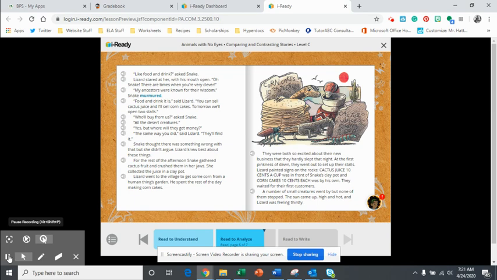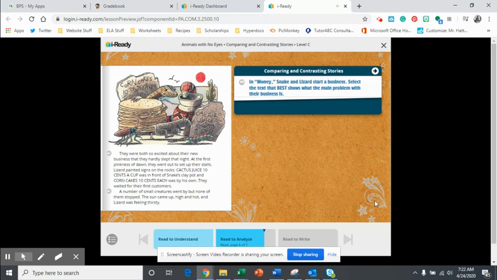All right, so now you've got the theme of the previous story. And remember, you're thinking about that theme. You're going to compare that theme with the next story, and then you are going to also remember the plot in the story and the setting. So make sure that you've read through all of the text, and then click on our friend here. In Money, Snake and Lizard start a business. Select the text that best shows what the main problem with their business is.